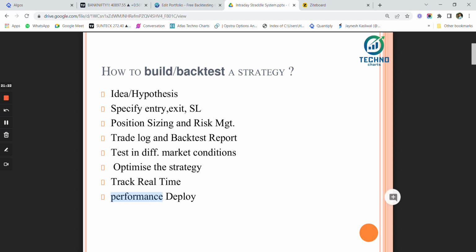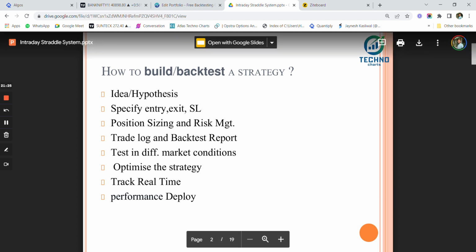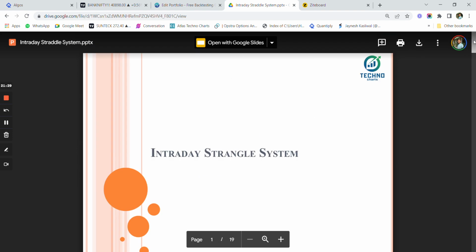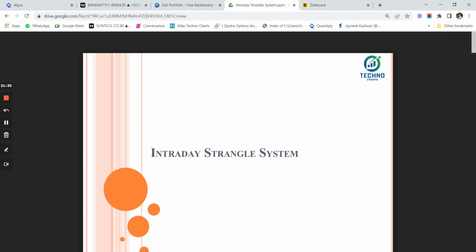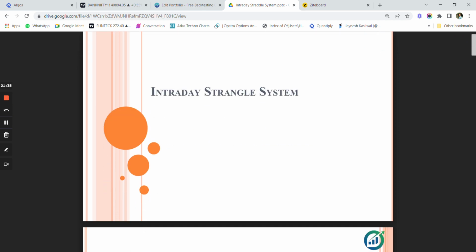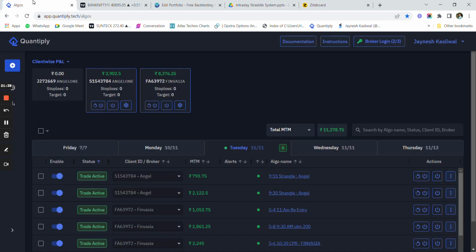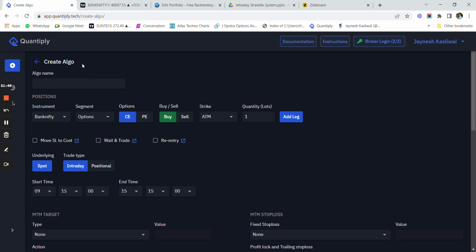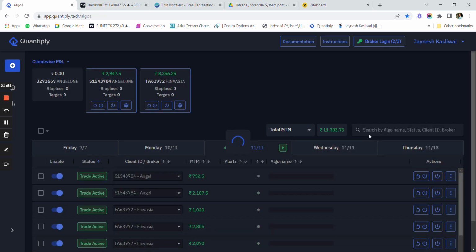Now performance and deploy, basically track the performance and deploy it, right? So this was about the intraday options smart, or you can say intelligent strangle that we have created. And you can deploy the same strangle in your own account by using the Quantiply that is there, for which the link would be shared in the description below, and you can directly code in the strategy from here. Once you click on create algo, you can put the condition that we have put.